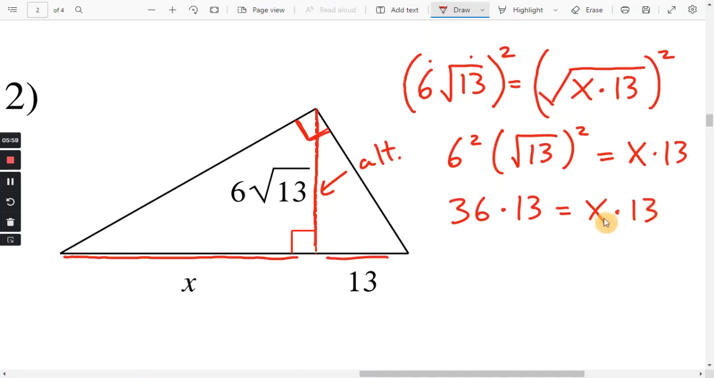All right, and to solve for x, the opposite of times 13 is divided by 13. It cancels here, and it cancels here. x equals 36.